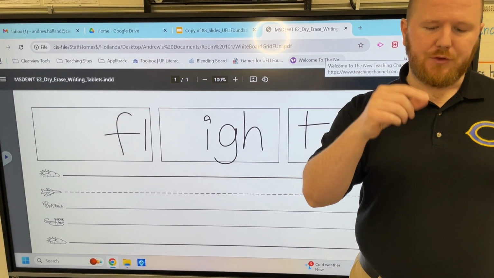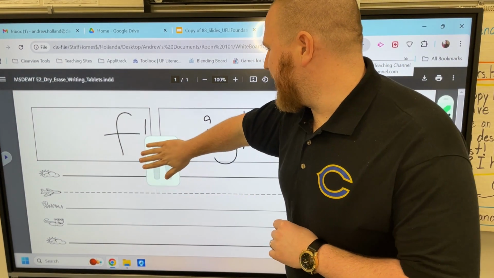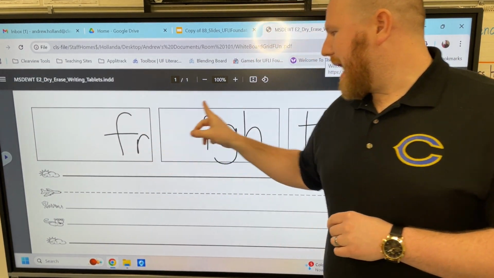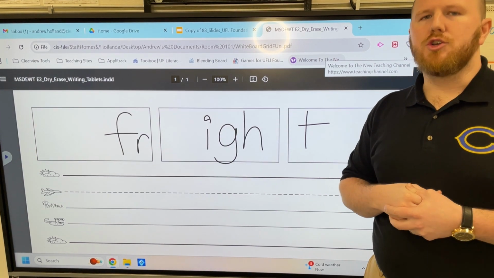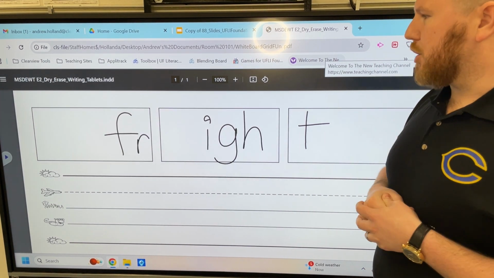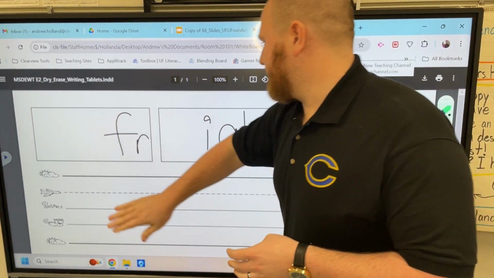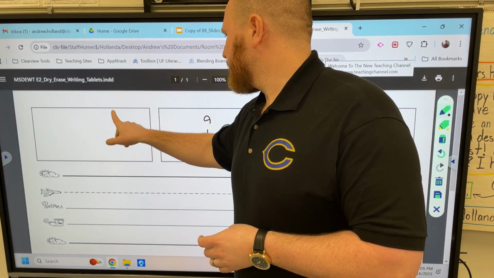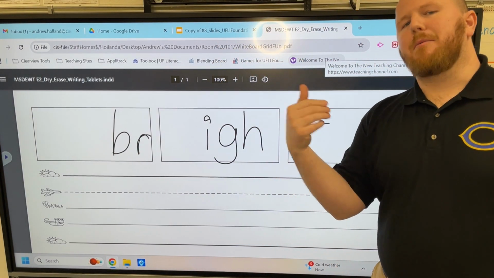Great job. Now we're going to change flight to fright. That ghost gave me such a fright. And then the last one, change fright to bright. These lights are so bright. Great job. Erase your boards.